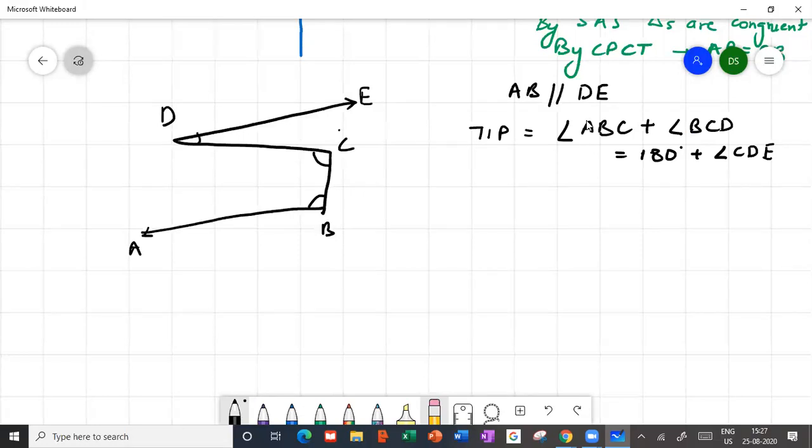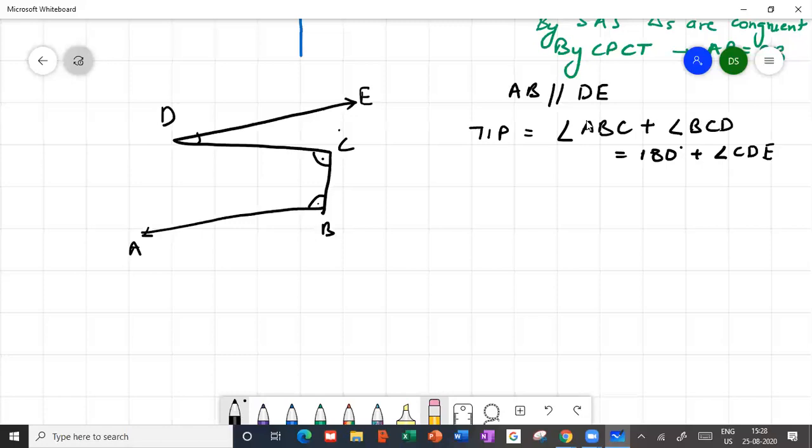I think there might be some property of co-interior angles used here, since they have given these two angles, must be something to do with co-interior. Okay. Let me just check quickly. Draw a line GH through C, parallel to DE and AB.